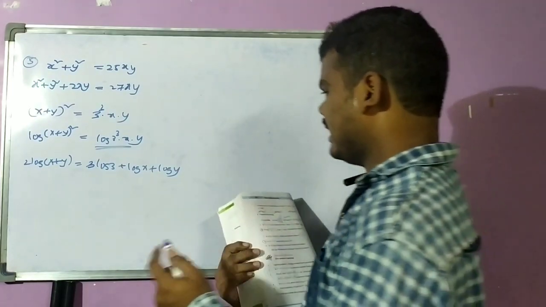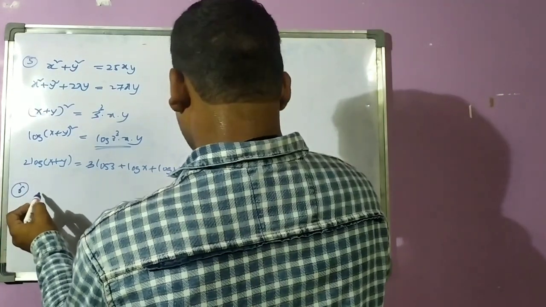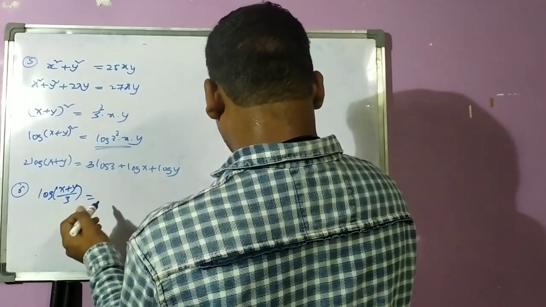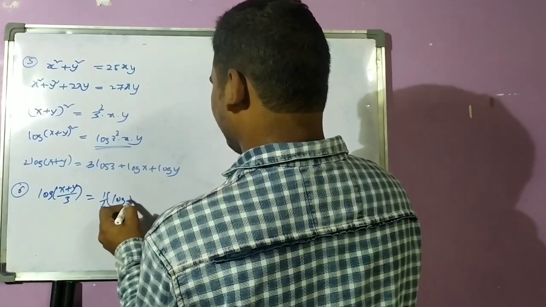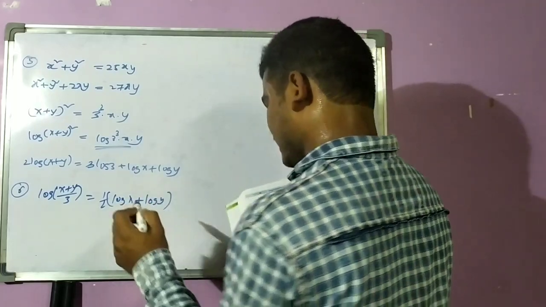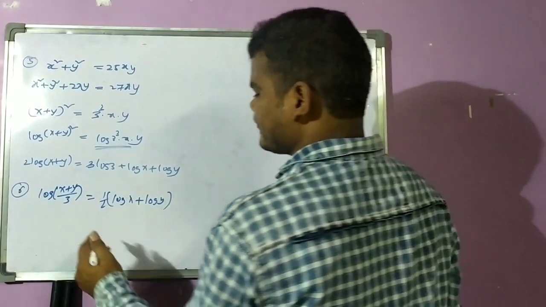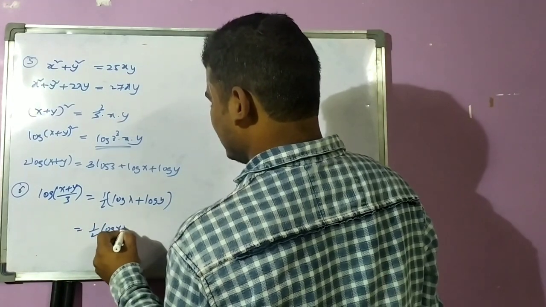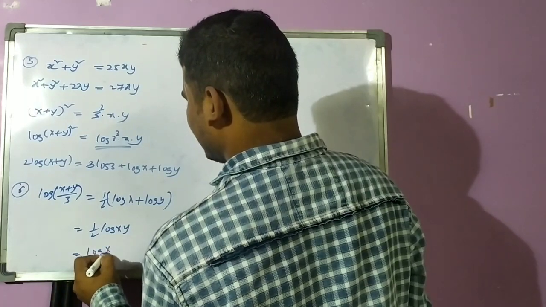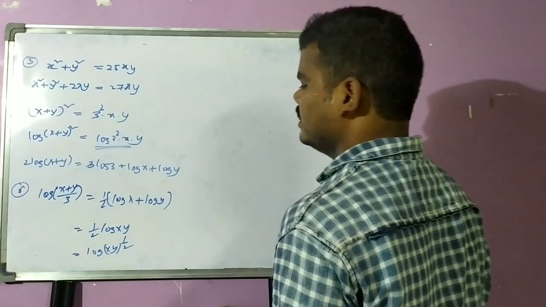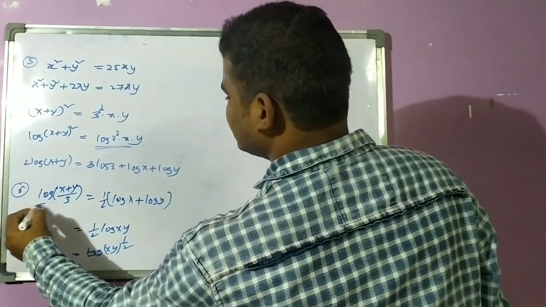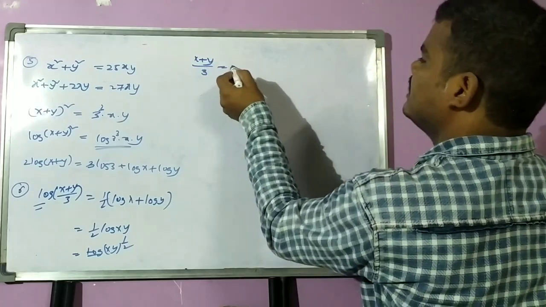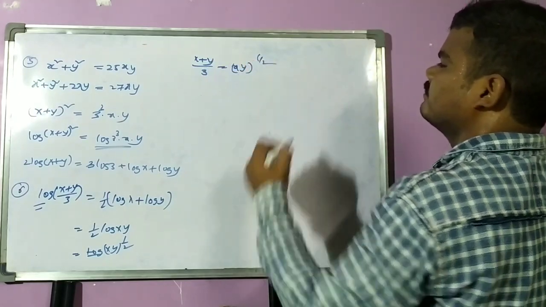Next one. Logarithm of x plus y by 3 is equal to 1 by 2 into logarithm of x plus logarithm of y. This can be written as 1 by 2 into logarithm of xy, which is logarithm of xy whole to the power of 1 by 2. Now log on both sides gets cancelled. x plus y by 3 is equal to xy whole to the power of 1 by 2.